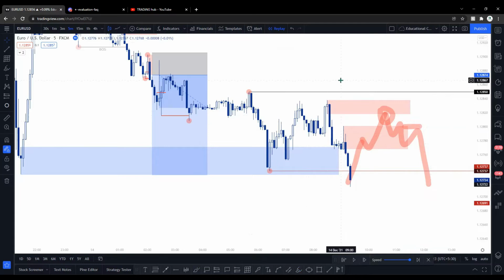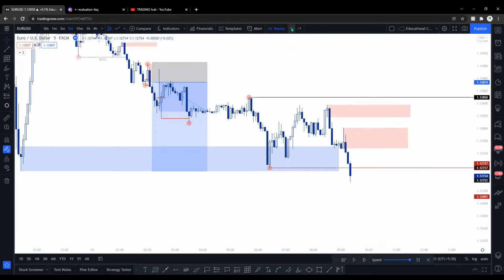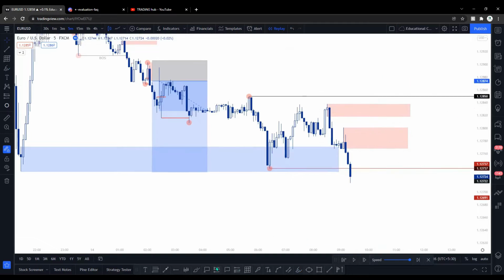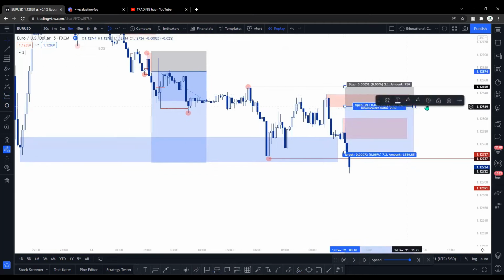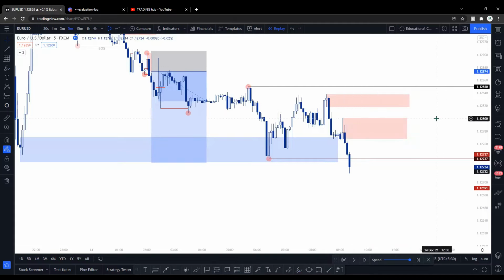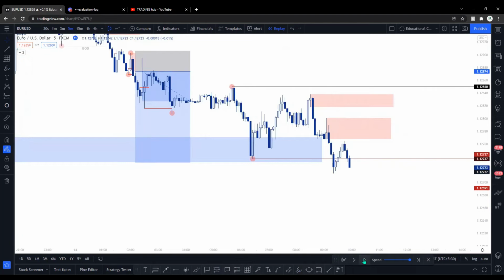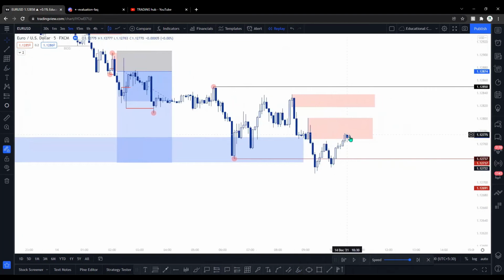Okay, and the next scenario is: if the market fails the first order block, then wait for the extreme order block, which is here. You can directly sell here because this one is the last extreme order block. So these are 2, 3 scenarios that happen every time.